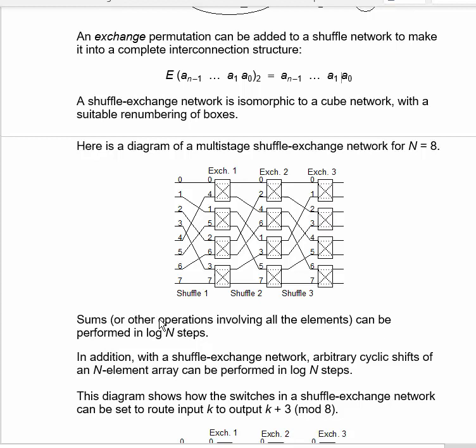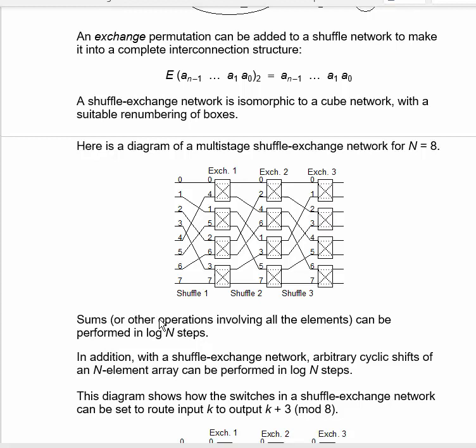Sums or other operations involving all the elements can be performed in log n steps, because you can take the value at node 0 and move it to node 4 at this step, and then at this step you can move it to node 6, and at that step you can move it to node 7. So basically in log n steps you can have every element of the original vector cross over or pass through where it needs to meet every other place in the network, which allows you to do sums or other operations involving all the elements.